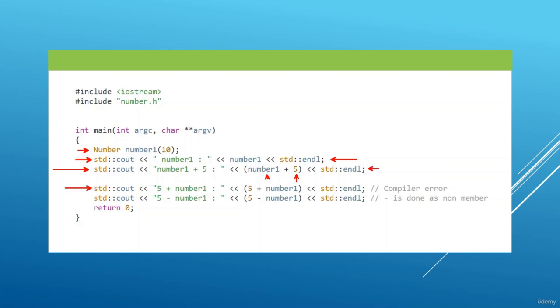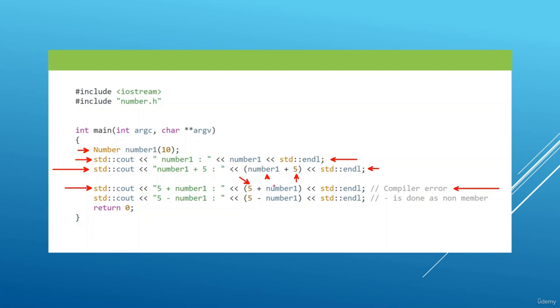But if you try and do something like this, you say 5 plus number 1, in the hope that the compiler is going to implicitly convert the 5 here to a Number using the constructor of the Number class, this is not going to work because the left operand is never implicitly converted. So you're going to get a compiler error here. And the big reason is this is implemented as a member function. The plus operator is done as a member function of the Number class.